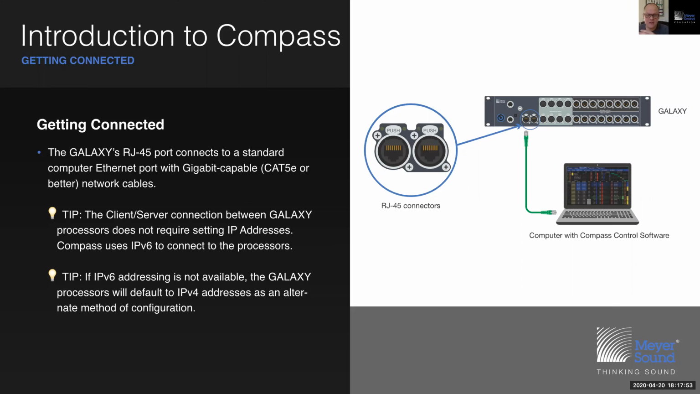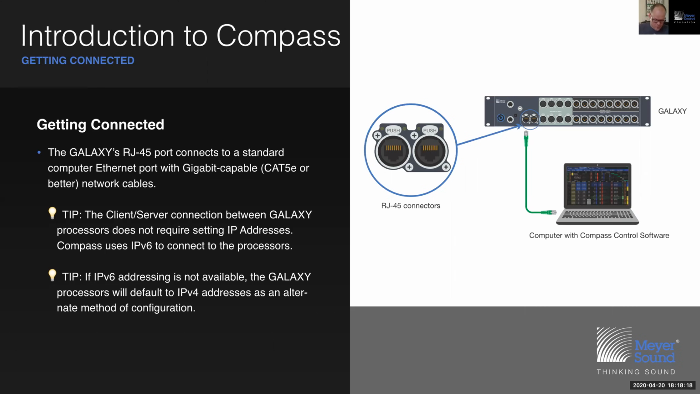That being said, if your ecosystem for whatever reason does not support IPv6, then Galaxy is smart enough that it will default to IPv4 rather than IPv6. But in terms of connection, network cable is all that you need, and then you can connect either to the primary or secondary network port on the back of a Galaxy device.